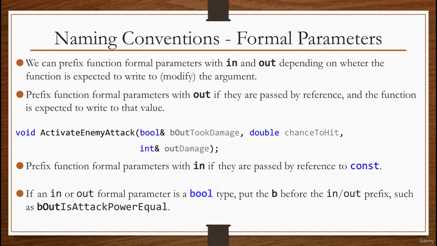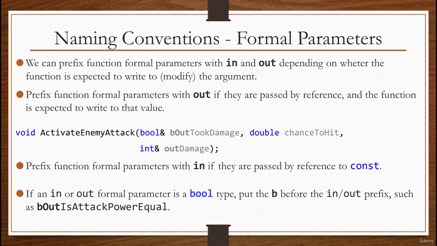And then of course also taking the boolean into consideration. If an in or out formal parameter is a bool type, then we prefix, or in other words we put the b character before the in or out prefix, such as in this example here, b out is attack power equal. So that's a long parameter name there, but hopefully it illustrates the point. And then just a silly example, we have some function void activate enemy attack, and the function will write out to a boolean for the first formal parameter. So we have b out took damage, and that again is a reference to a bool.